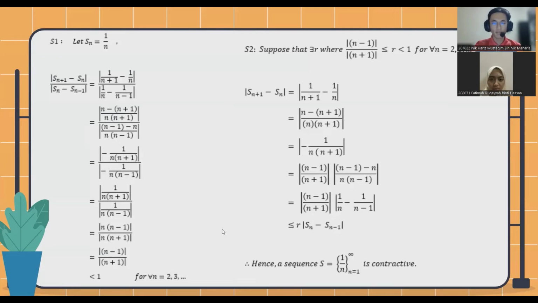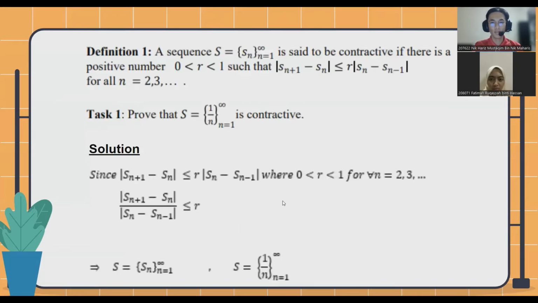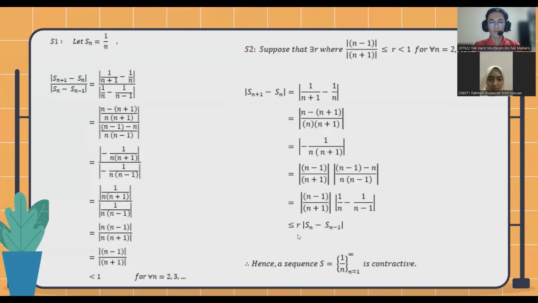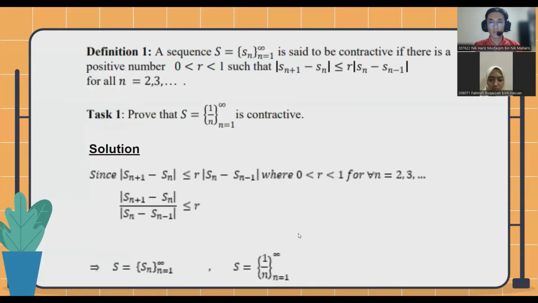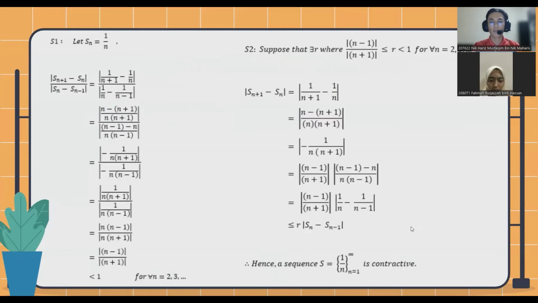Thus, from the first definition, the sequence S = (1/n), n from 1 to infinity, is contractive, since there is a positive number R with 0 < R < 1 such that |S_{n+1} - S_n| is less than or equal to R |S_n - S_{n-1}| for all n = 2, 3, and so on and so forth. And that is all for the task 1 solution. We will move on to task 2. Thank you very much.